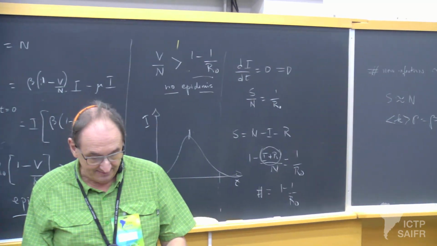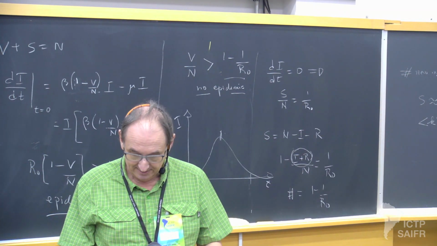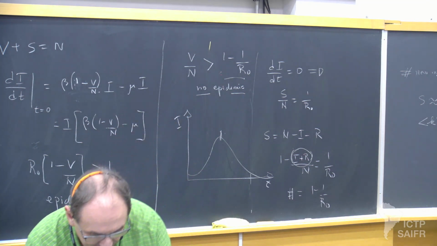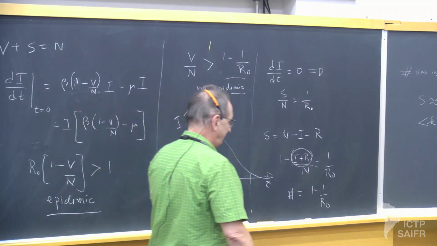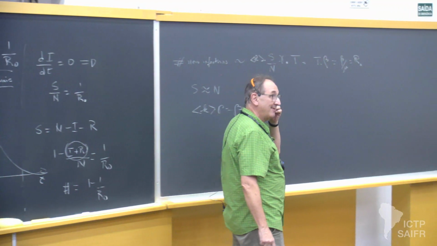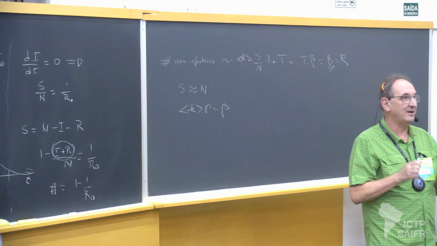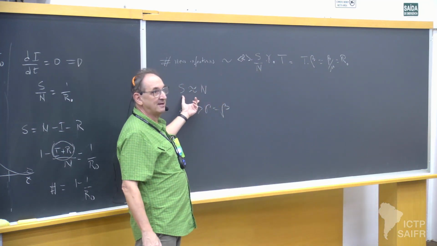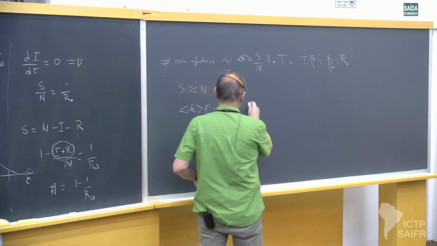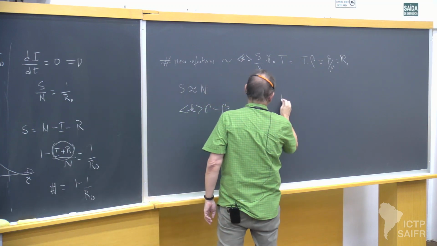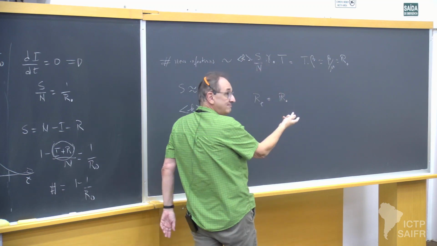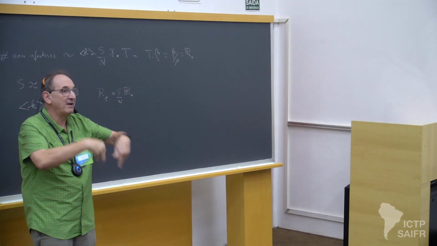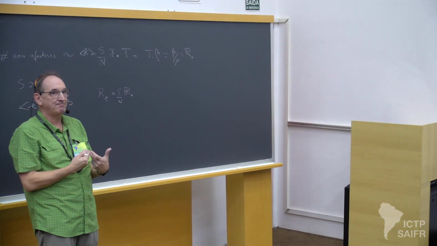I don't think I will have time for this in this discussion, but it is possible to calculate R naught, or even what people call R of t. R of t would be when S is not necessarily close to N. Then R of t would be R0 times S over N. That would be the effective reproduction number at a certain point of the epidemic, not at the beginning.